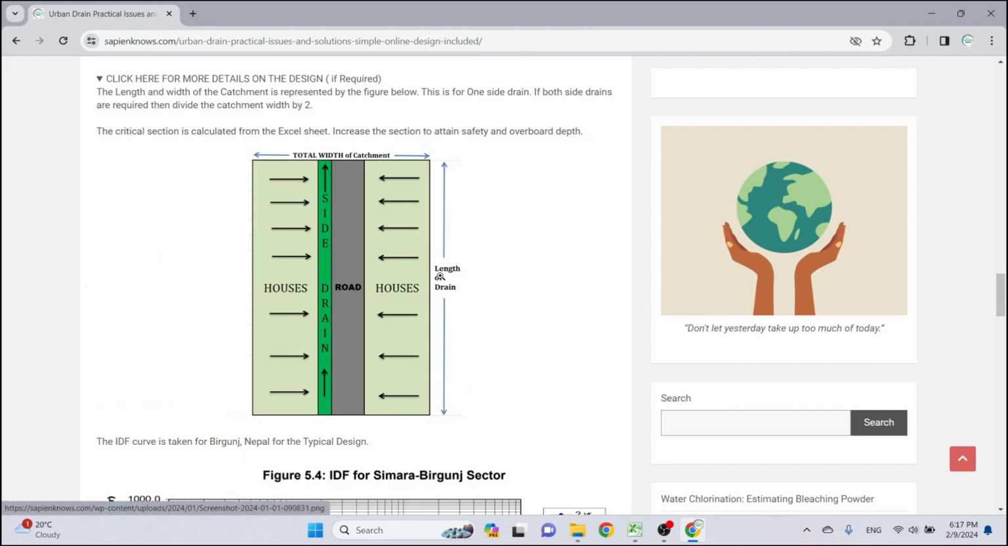So the length of the drain is shown here and the total width of the catchment is the drain plus the road plus the right side houses and the left side houses. It assumes that the left and the right side is the catchment area from which the drain collects the storm water. So the total width of the catchment is this side plus drain plus road and the right side.